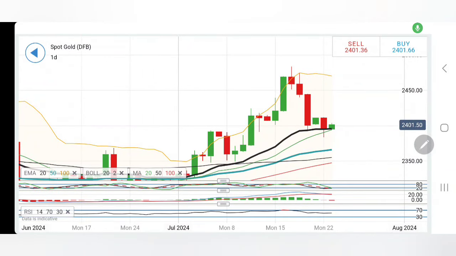Gold traded bearish yesterday, hit the lows at 2384. The levels which we have been discussing, I have mentioned very clearly, 2384, 2382.5 is going to be a very good support. I hope you all profited yesterday. Now what to expect today?